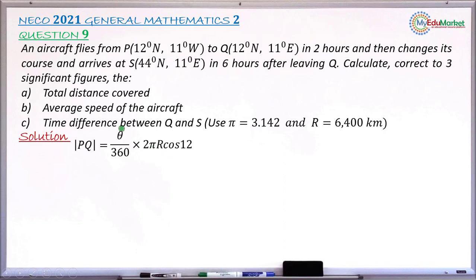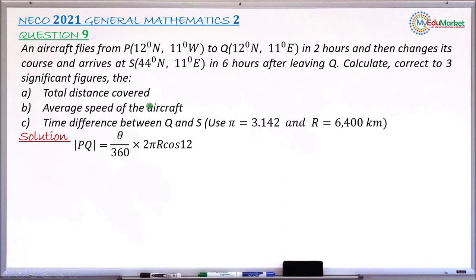So we now find theta. Theta is the difference in their longitude. The longitude of P is 11 degrees west, and the longitude of Q is 11 degrees east. You can see they are in two opposite directions, west and east. In that case, we add the longitudes, which gives us the angle theta. So adding 11 and 11 gives us 22.